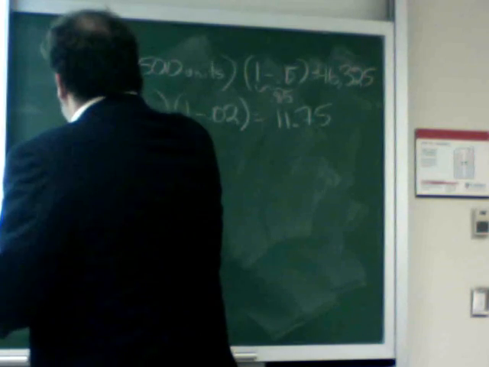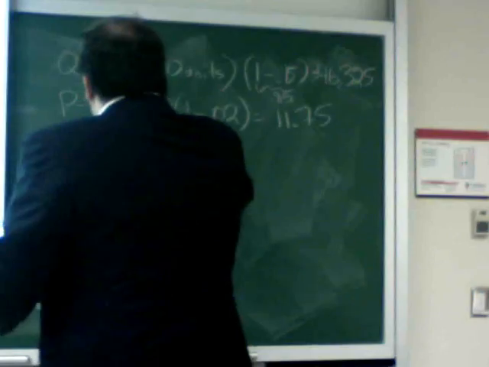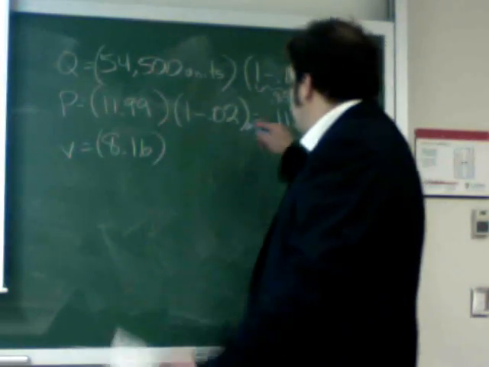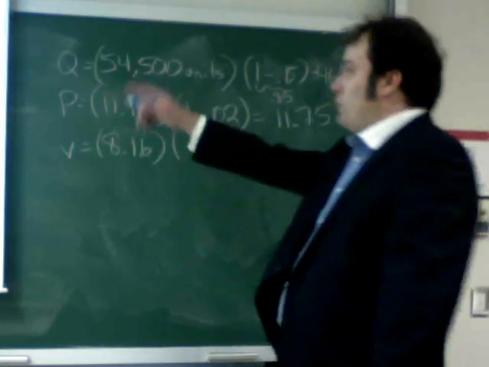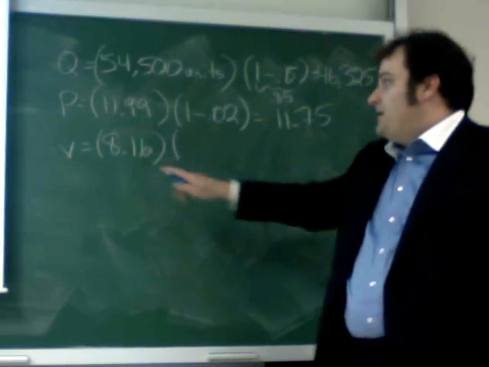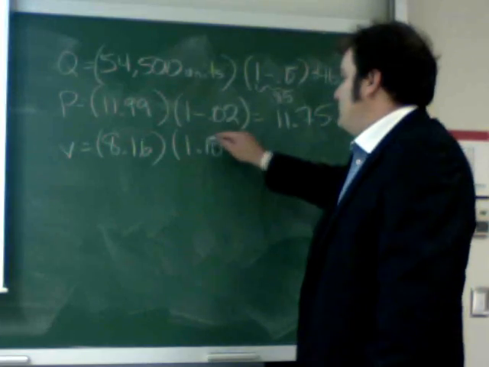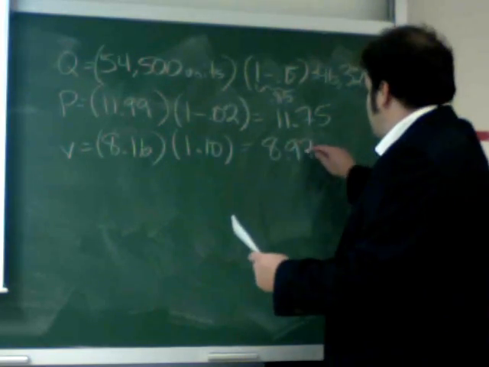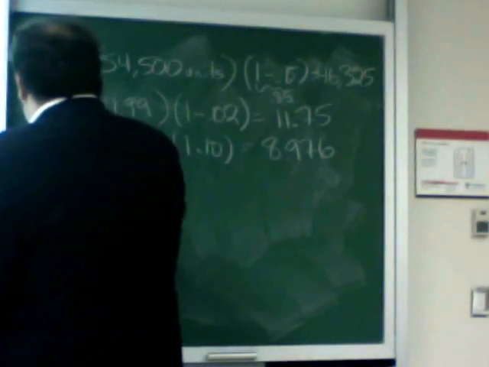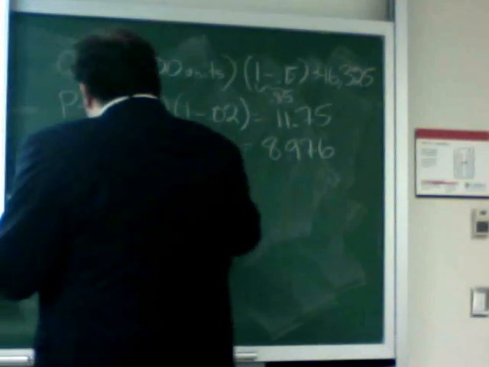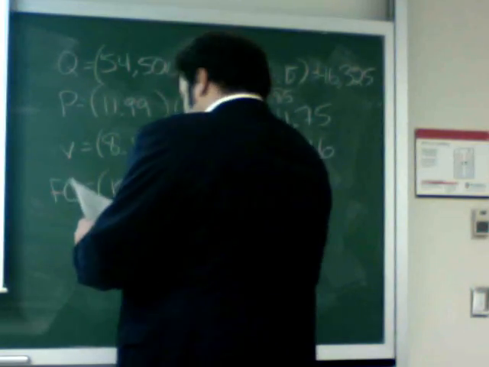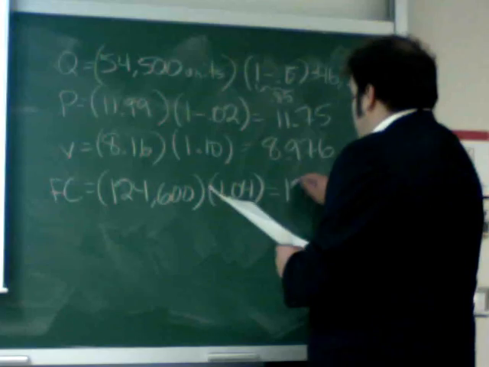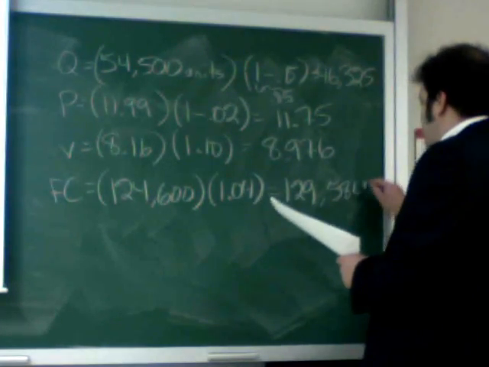The variable costs are $8.16, but because that's a cost, in the worst case your cost is going to be higher. So instead of 1 minus the percentage, because you want to have 10% more of 8.16, you will multiply by 1.10. Well, it's really 1 plus 0.10, but I'm just lazy. So that's 8.976. The fixed costs are in the average case 124,600. But they're 4% worse, so they're going to be 129,584 instead.